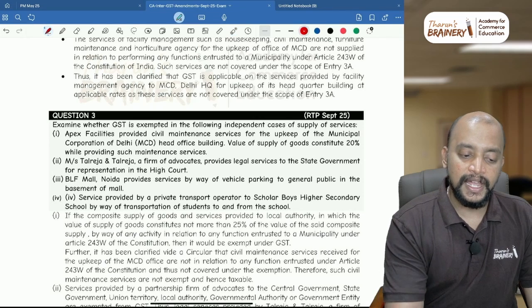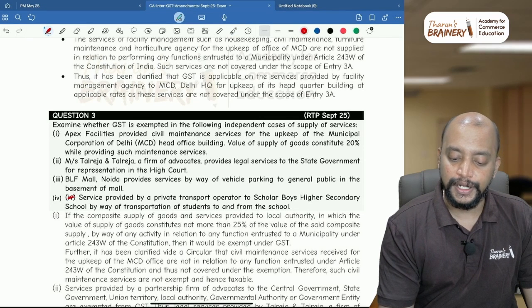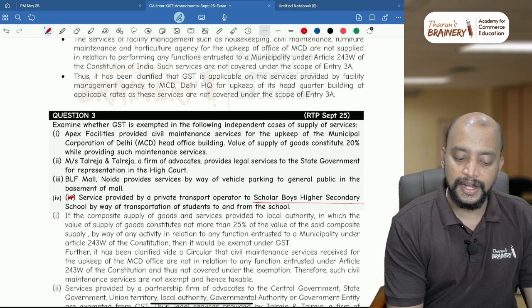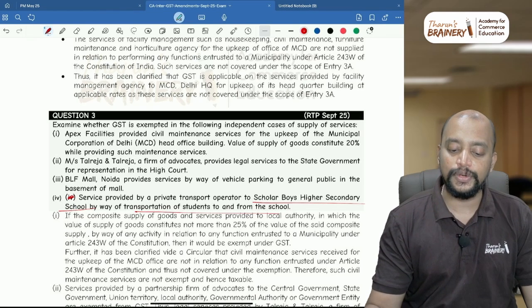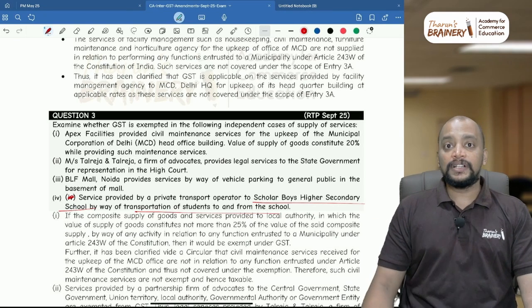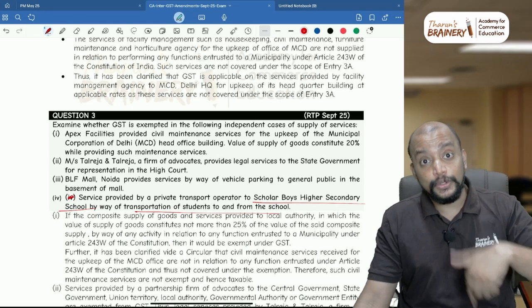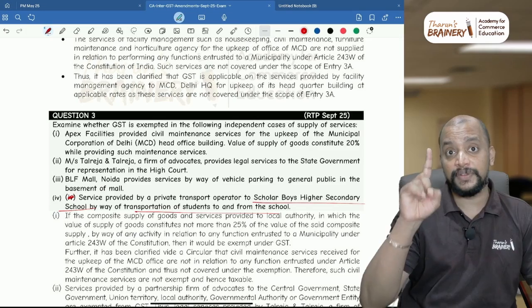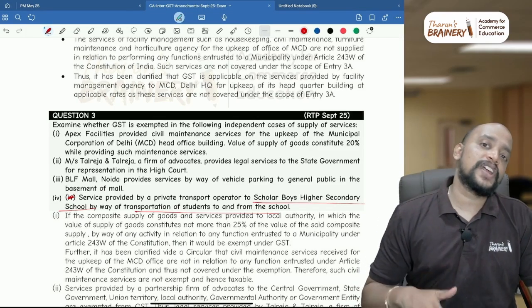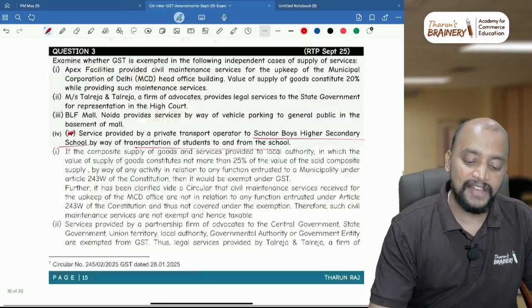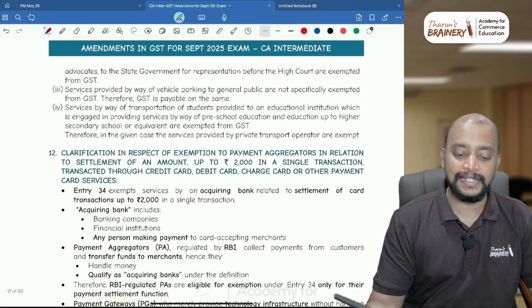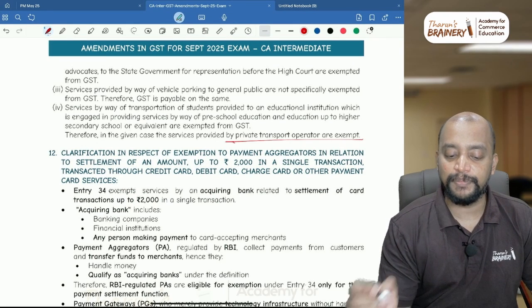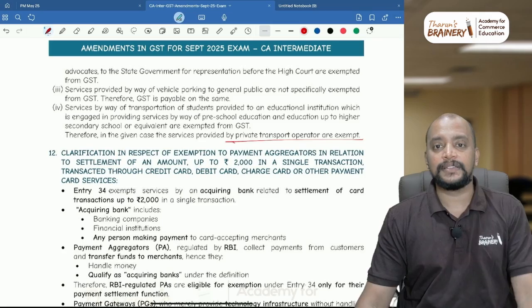Services provided by a private transport operator to Scholar Boys Higher Secondary School by way of transportation of students to and from the school. So, this is transportation to an educational institution. Which educational institution? Category 1 educational institution. Therefore, transportation of students, faculty and staff to this institution will be exempted. So, services provided by them will be covered under the exemption.